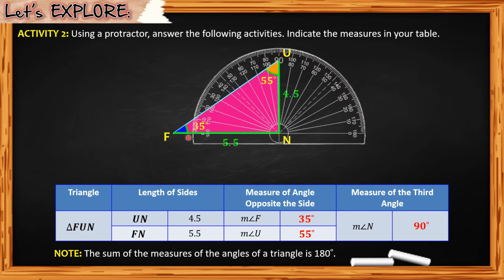Now, if you're going to check, the numbers starting from 0 are on the outer part of the protractor. So we have 0, 10, 20, 30, 40, 50, 60, 70, 80, 90. And we got it correct.